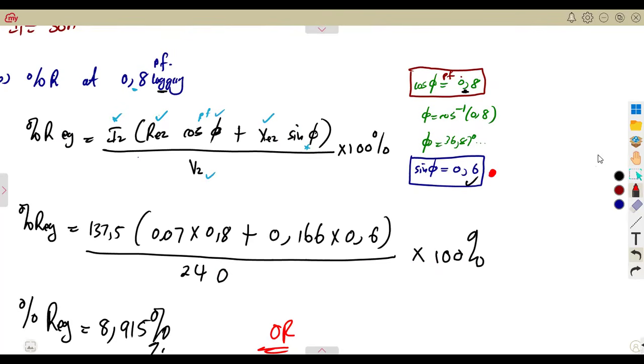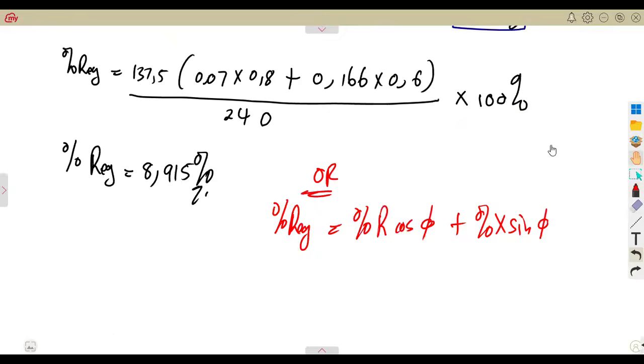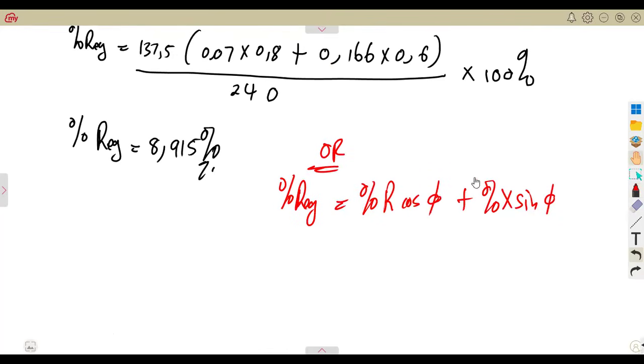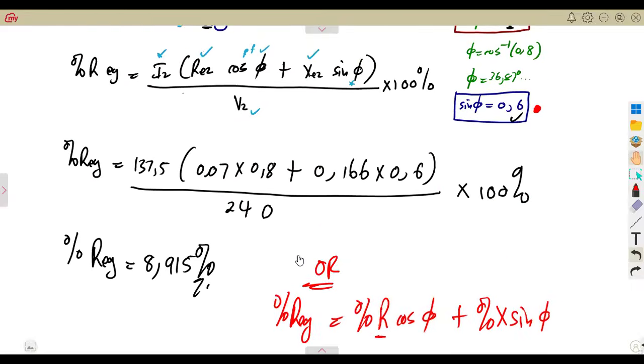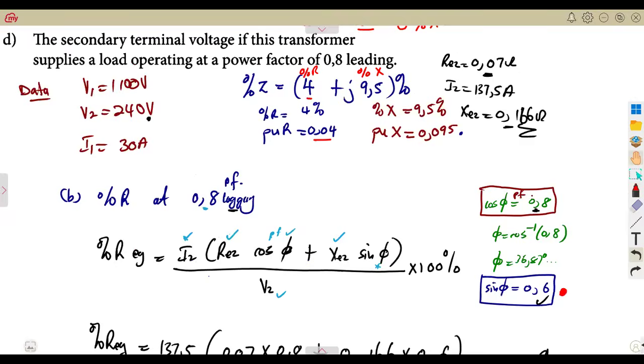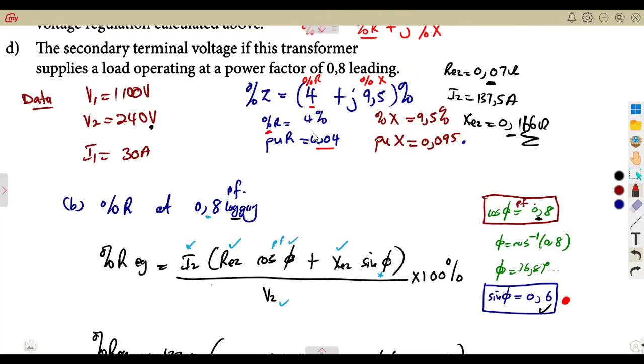After that, you can now substitute. But what is it that you're substituting? These are percentage values. So we're going to have percentage regulation as percentage resistance. What is the resistance percentage? Not per unit, but percentage. Percentage resistance is 4%.